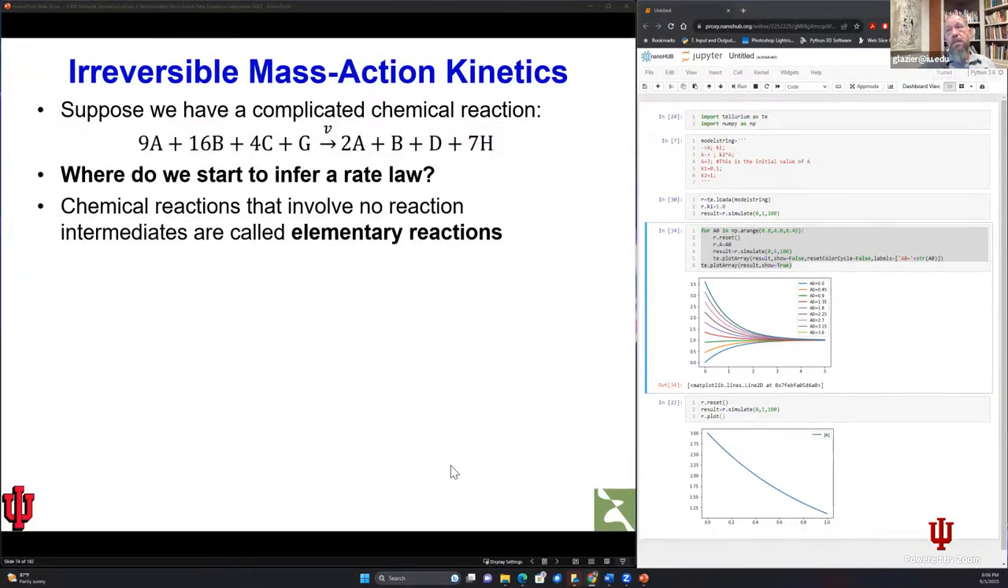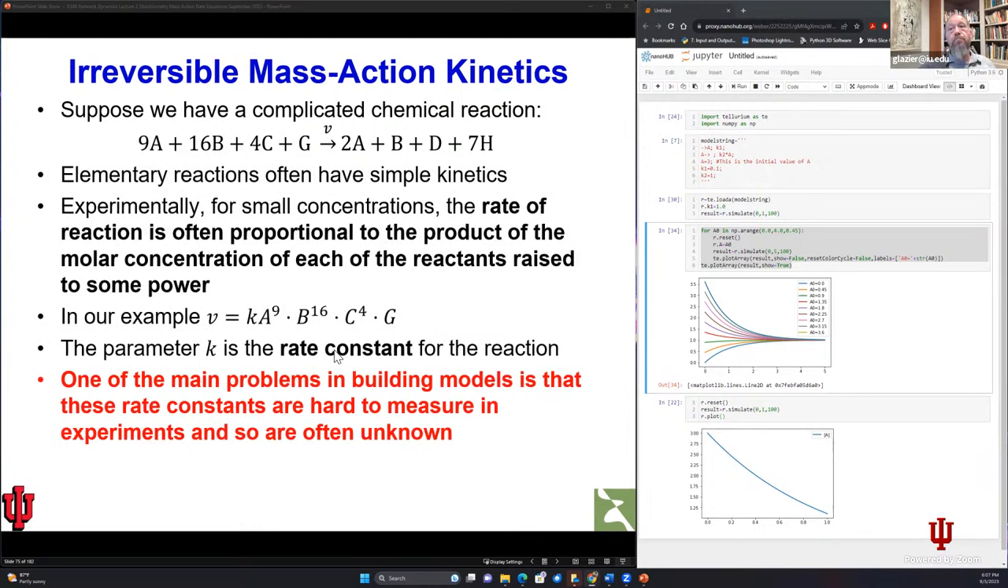And the main rule of thumb is that if we have some complicated chemical reaction like this, and this is just pulled out of the air, and we don't have any other information at all, the key question is, are there intermediate reactions or not? In fact, a reaction this complicated almost certainly would have intermediates, but we're going to assume there aren't. And if we have simple chemical reactions, our zeroth order assumption will be that the rate laws obey mass action. And that means that at least for low concentrations of our chemicals, the rate of reaction is proportional to the product of the molar concentration of each reactant raised to a power. And that power is precisely that stoichiometric number here.